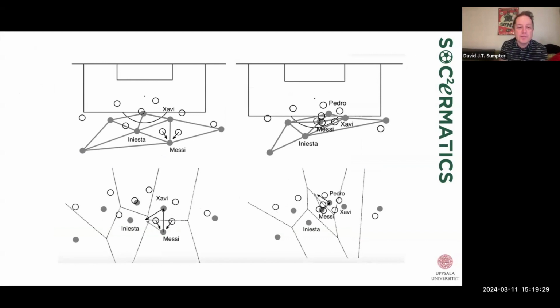Well, if you look in the bottom diagram there, you'll see that I've defined zones for every player. So we've got a Javi zone, an Iniesta zone, and a Messi zone. Those are all the points in space that are closest to Messi, all the points in space that are closest to Javi, and so on, shown in these types of zones. And if you draw lines at right angles to the edges of those zones, you also get that Delaunay triangulation.